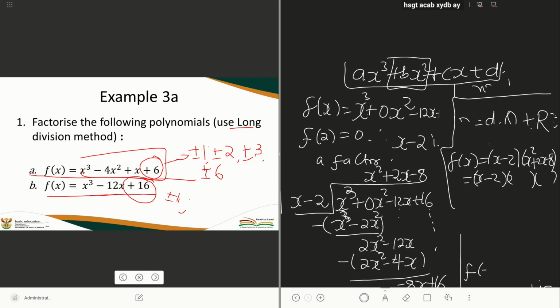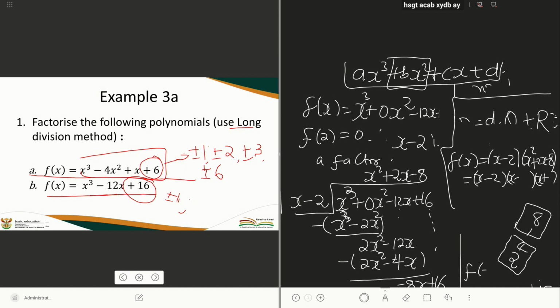So we have x and x. I'm looking at the sign, the negative sign there, it's going to be minus and plus. So the factors of 8, we have 8 and 1, we have also 4 and 2.